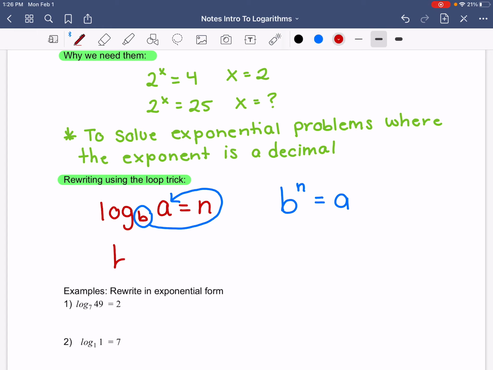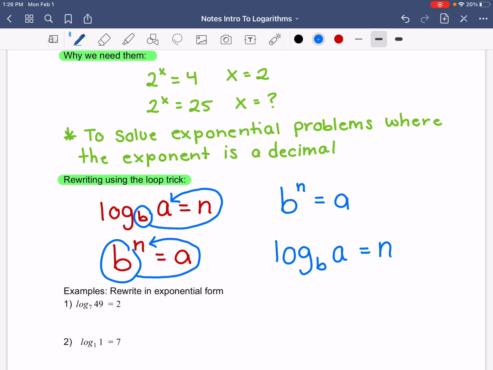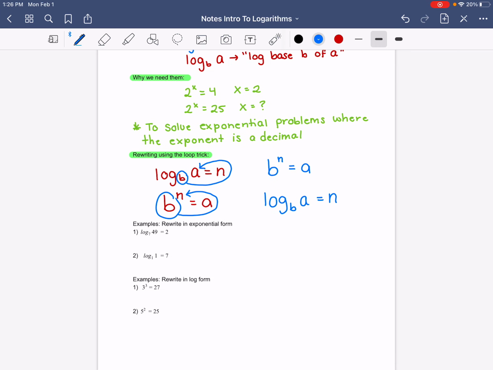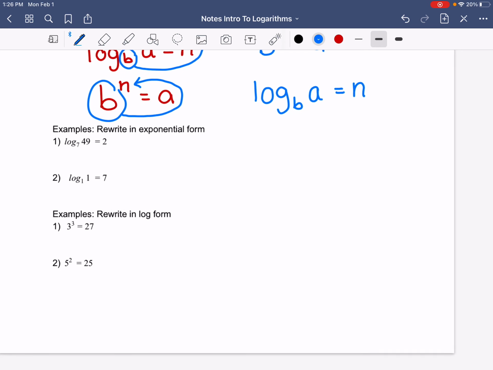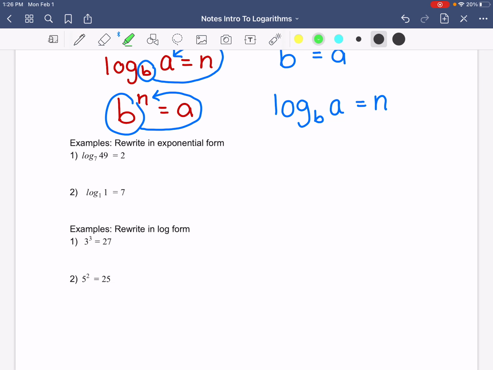And it works going both ways. B to the power of n equals a. We're going to rewrite this in log form. So I start by writing the word log, and then my base now becomes my log base, of a equals n. That's my loop trick. That's what I'm going to use to go back and forth between the two forms.